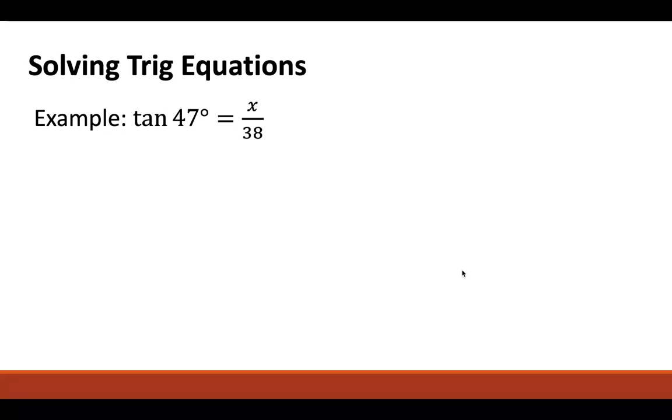Let's go over this example. So like the other example, we need to start off by getting x by itself. So I'm going to multiply 38 on both sides of my equation to cancel 38 in my denominator. Okay, so when we do that, 38's cancel on the right, and you should get 38 tangent of 47 degrees equals x.